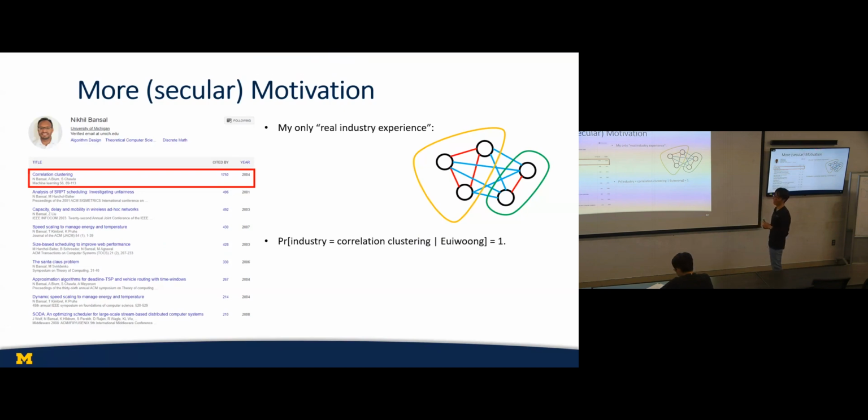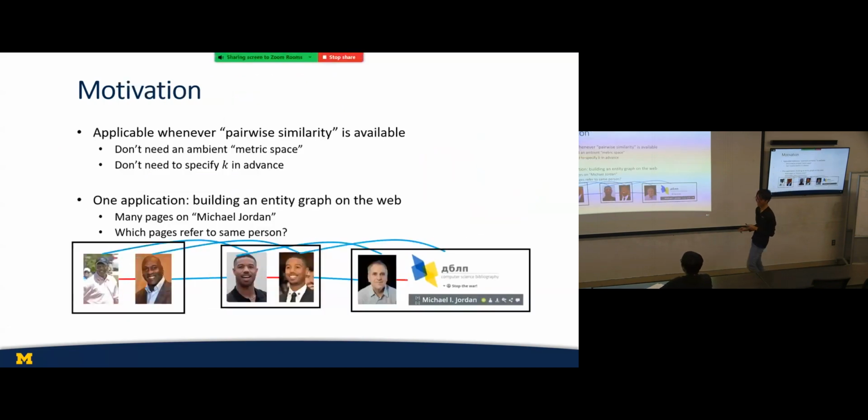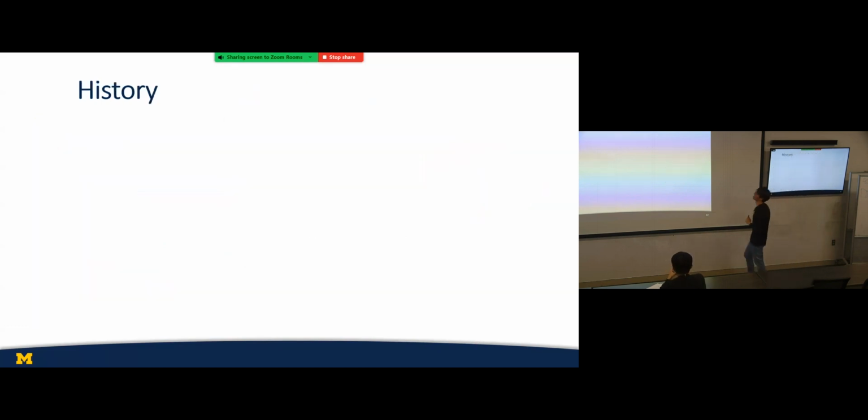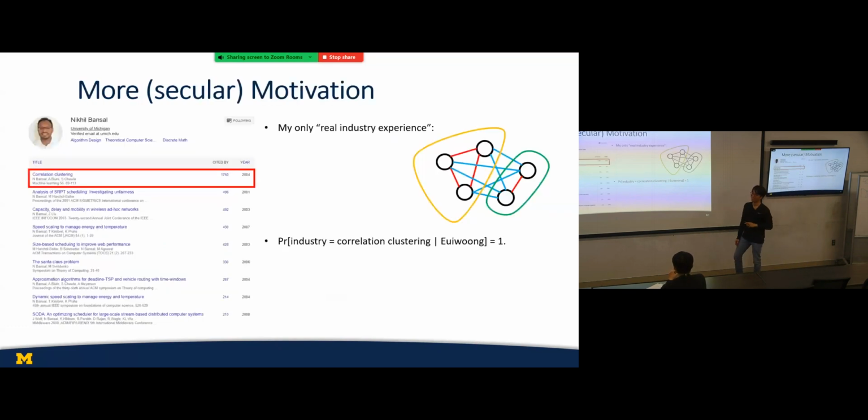Can you tell us what the application was? The application was finding Michael Jordans. Yeah, exactly. So based on the same methodology, you'd say there's one application. Yeah.